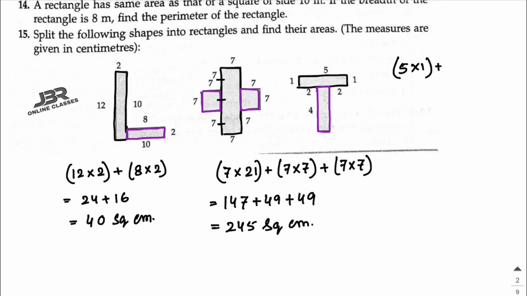Now the purple one. For the purple one, length is equal to 4. Now you have to find out the breadth. As the total is 5, this portion is 2, this one is 2, so 2 plus 2 is 4, that means the breadth is equal to 1, that red portion is 1. So for that one, 4 into 1, so 5 plus 4 is equal to 9 square centimeter, and that is your answer.